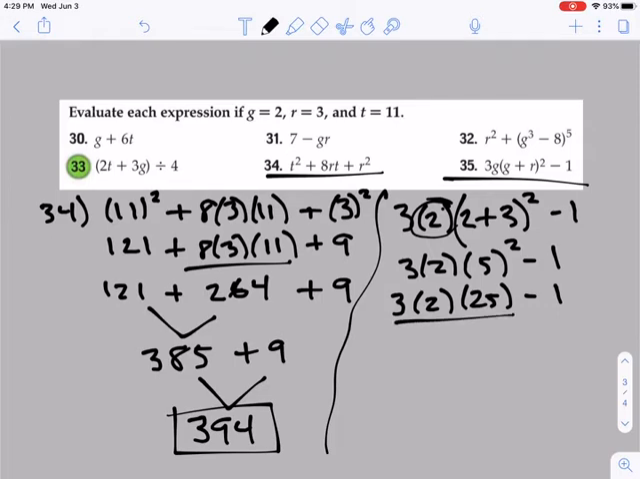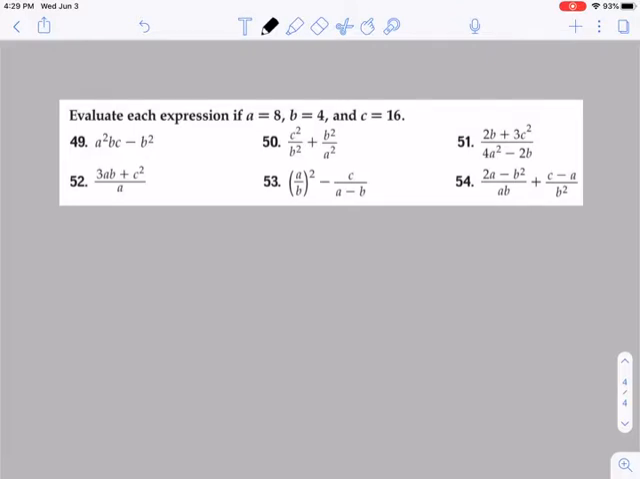I would do 2 times 25 first, and you can do that. 2 times 25 is 50, and then 50 times 3 is 150. The reason I could do that is the commutative property. And then 150 minus 1 is 149.